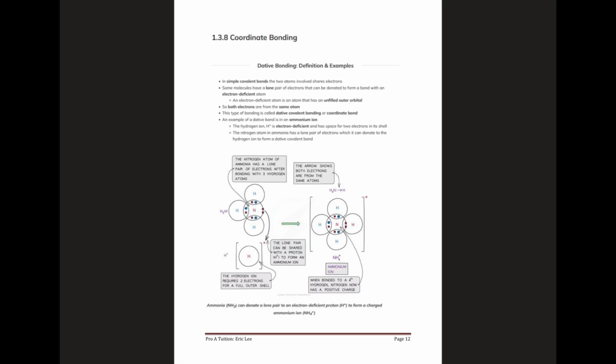So it seems like covalent bond we have done, and now we have coordinate bonding. Actually, coordinate bonding is also a covalent bond. It's a special kind of covalent bond. Okay, now let's see the details.